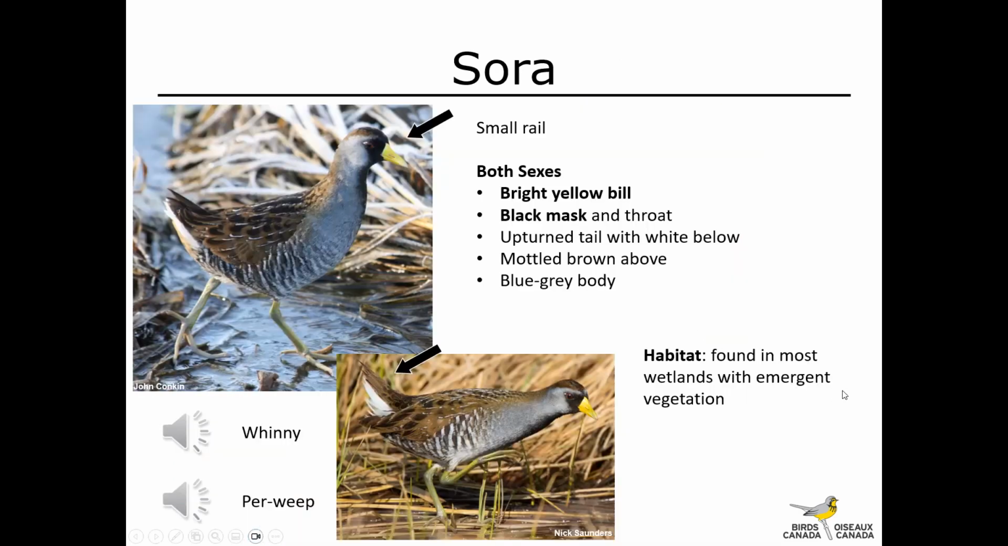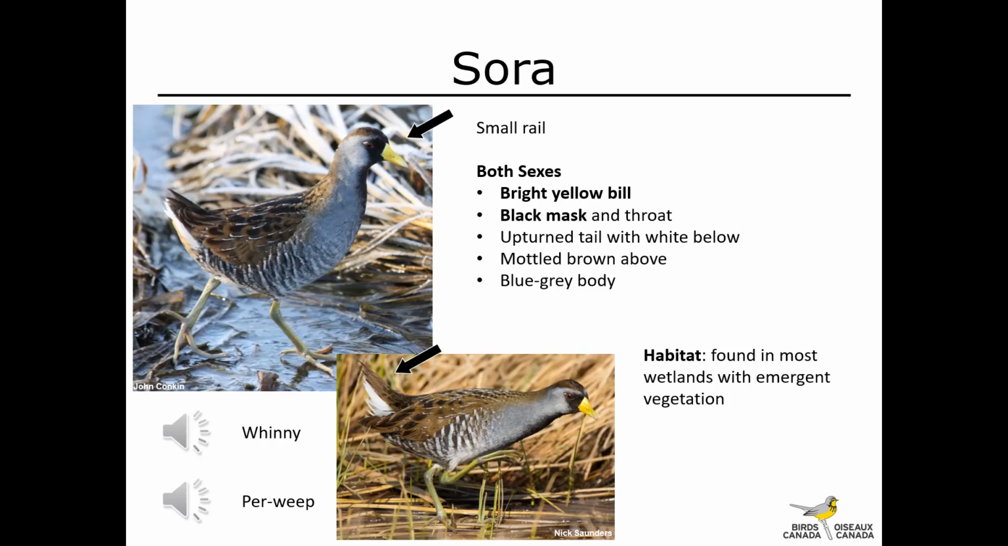Okay, we have a different species now. This is a Sora. This is a small rail, and rails are kind of like grouse in that they're very chicken-like. They walk around much more than they fly around, and their bodies are laterally compressed, so they look kind of thick, broad-sided, but if you were to see them head on, they're actually quite thin and slender, and that makes them really adept at weaving in and out of all of those dense cattail wetlands.